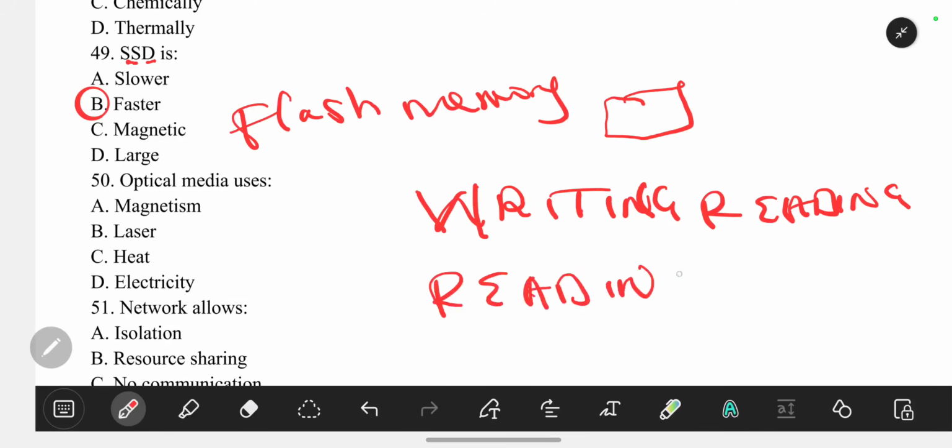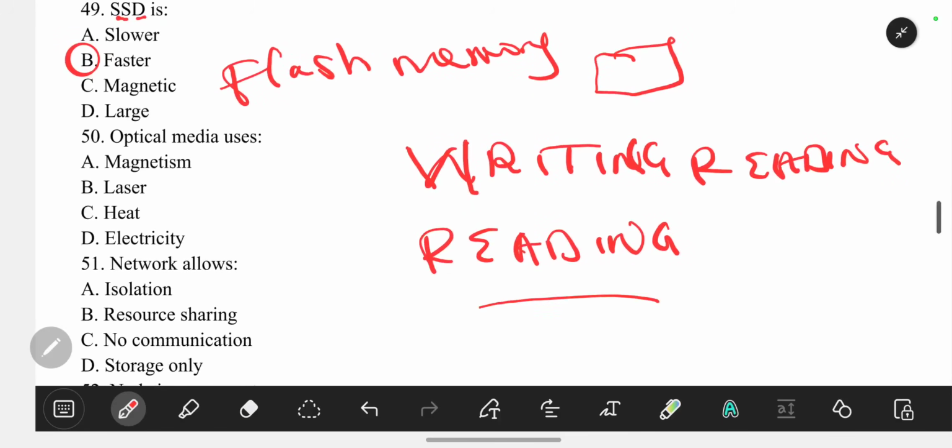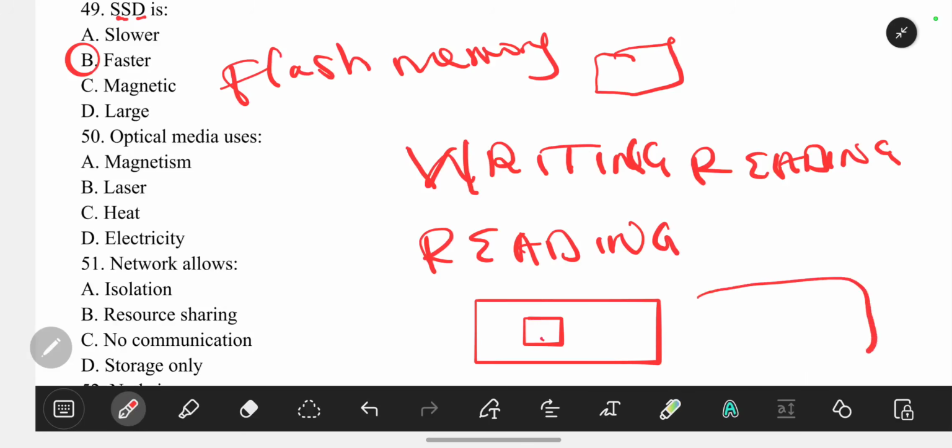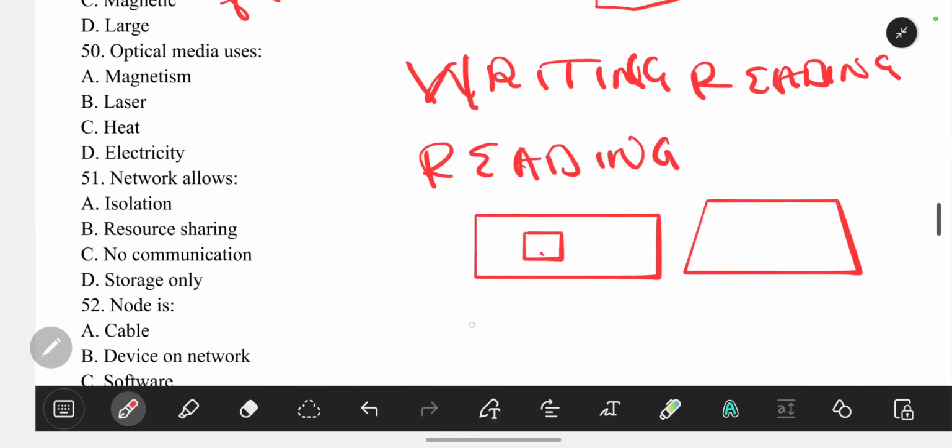So we have reading. Let's say something is in the hard drive, you have a book like that, you press on the book, you open it. That is what we call reading. Then writing is you saving or storing data to the storage.